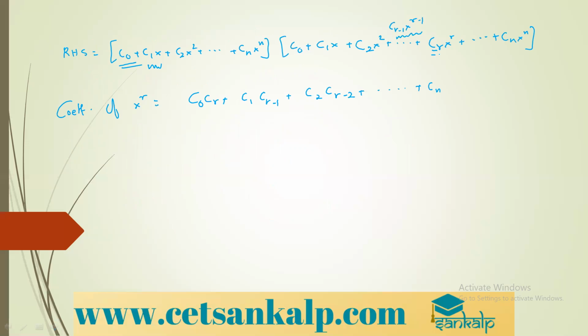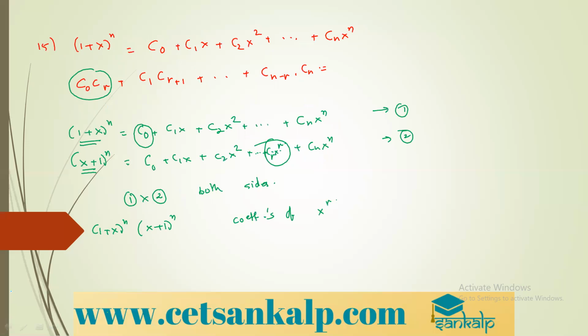C0 I am multiplying with Cr. C1 I am multiplying with Cr minus 1. Like that I will multiply. So Cn I will multiply with Cr minus n. In this manner, if I keep the second one same. But when I'm multiplying, what I'm getting, you see, C0, Cr, it is matching with the question. But C1, Cr plus 1 is not matching with the question.